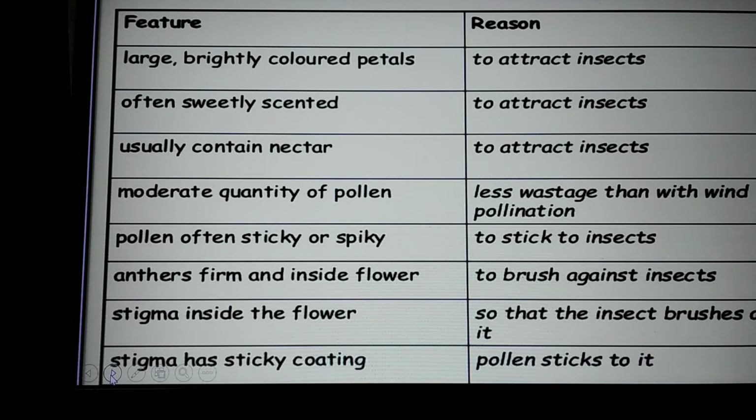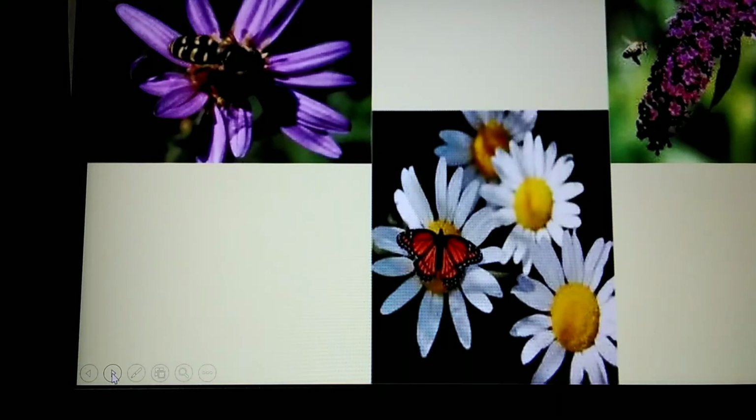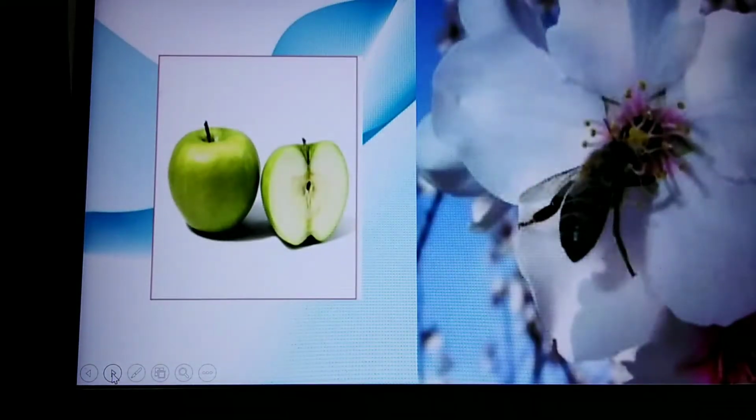Anthers will be firm and inside the flower, and stigma also inside the flower only. These two brush against insect's legs. Stigma has sticky coating, so pollen sticks to it. These are some of the examples which are pollinated by insects.